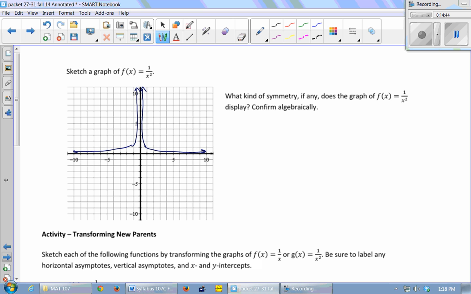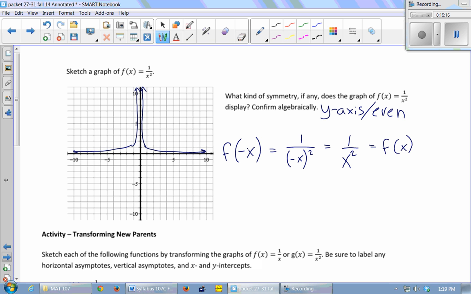What kind of symmetry does that graph appear to have? Y-axis or even? So let's confirm it algebraically. To find symmetry, you always just plug in negative x. So this is going to be 1 over negative x squared. And what do you get when you take a negative number and square it? A positive. So this is 1 over x squared, which is exactly my original function. Right, that's exactly what I started with, so I've confirmed this is y-axis symmetry.